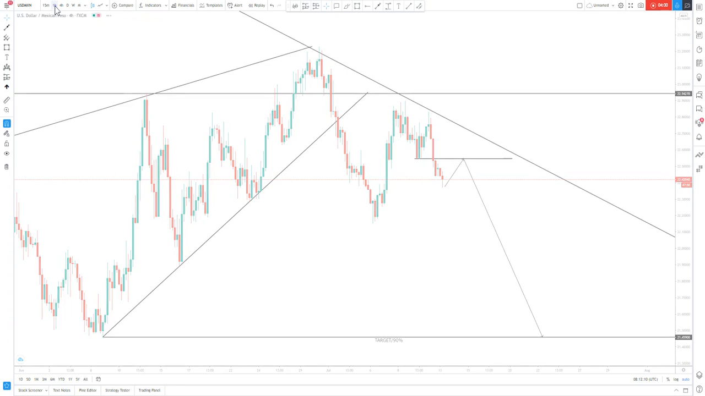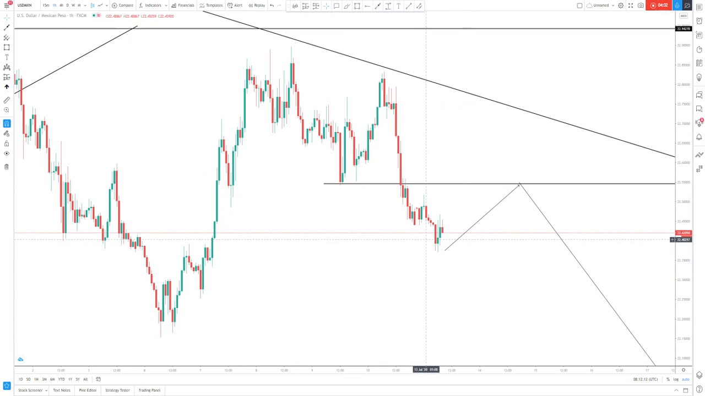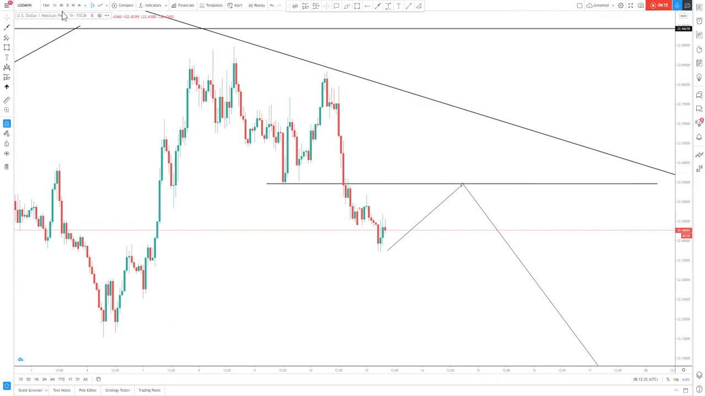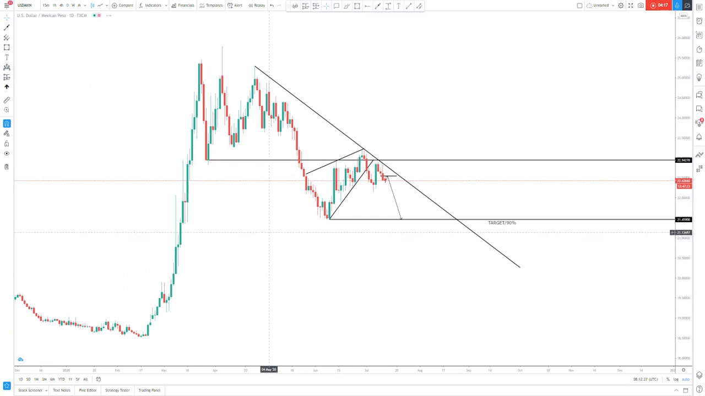To the 1 hour time frame, let's see. We can see price has this candlestick pattern, a bullish candlestick pattern. So we expect price to move higher back to this level, then a drop. So my bias on USD MXN will be to go short.